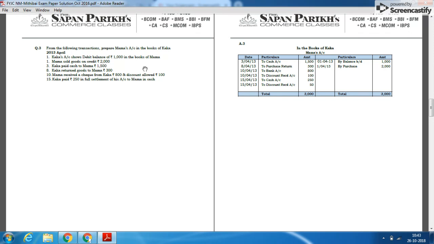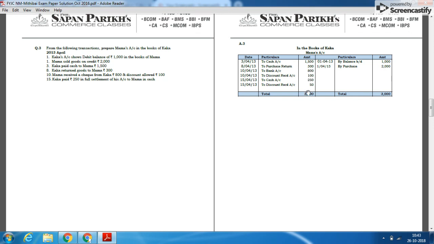Then Kaka paid cash to Mama. So this is pretty clear because it's from Kaka's point of view. So Mama took cash 1500. Then Kaka returned goods to Mama 300. Again, this is very clear. It is purchase return. So Mama to purchase return 300. Mama received a check from Kaka 800 rupees and discount allowed 100. So which means Kaka paid him the money. So Kaka to bank 800 and discount received 100.